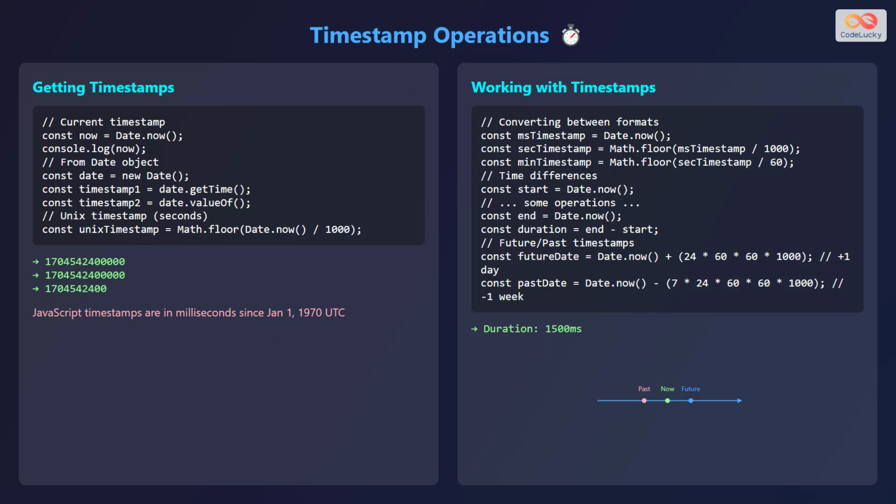To calculate time differences between two events, you can get the timestamp of the start and end of the event and then subtract them. Timestamps can also be used to get future or past dates by adding or subtracting from the current timestamp. Here we are adding 24 hours to get the date of the next day, and subtracting a week to get the date from 1 week ago. These timestamp operations are crucial for calculating time intervals and managing dates in JavaScript.